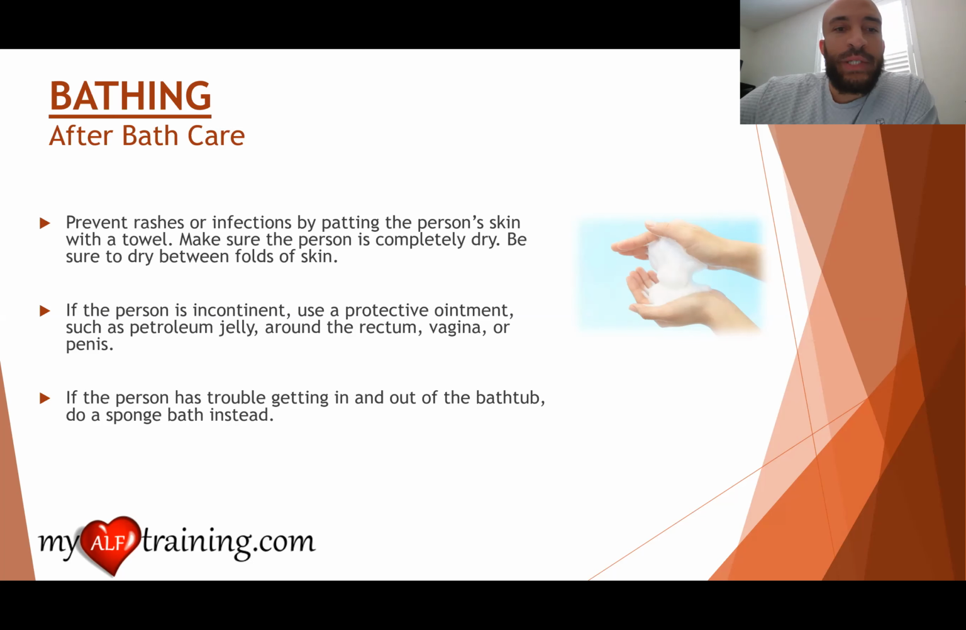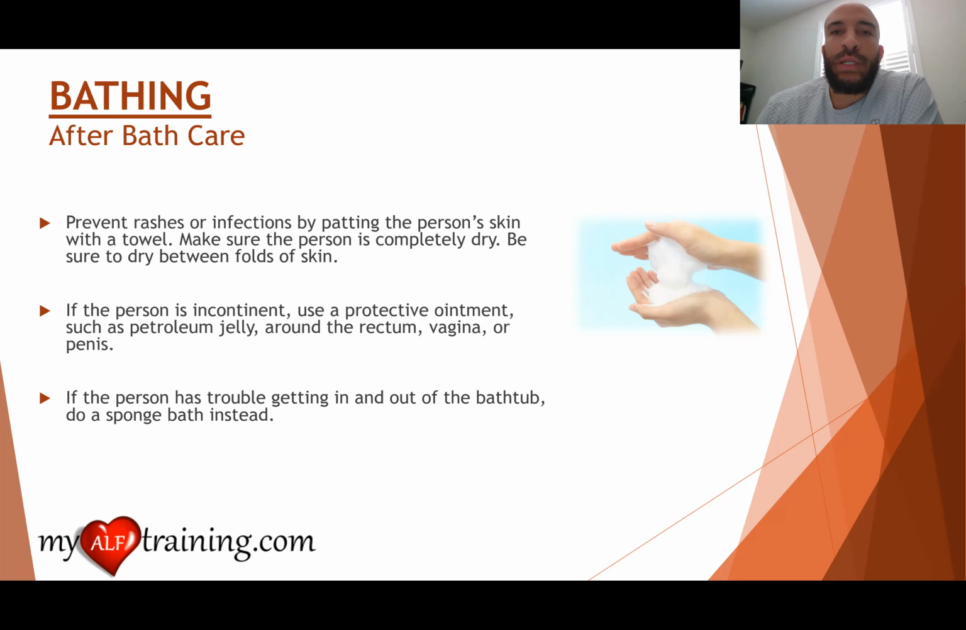Also, if the patient is incontinent at times, you want to use a protective ointment. This can be a jelly or any type of petroleum-based cream. And you want to place it around the hot spots, such as the rectum, the vagina, or the penis. Any area that is directly in contact with urine or feces that is more predisposed to breakdown because of irritation due to incontinence.